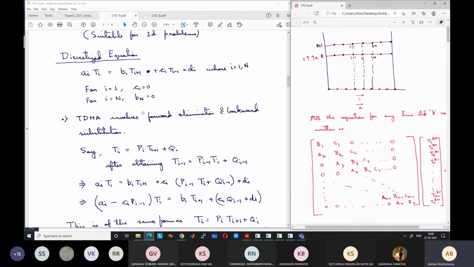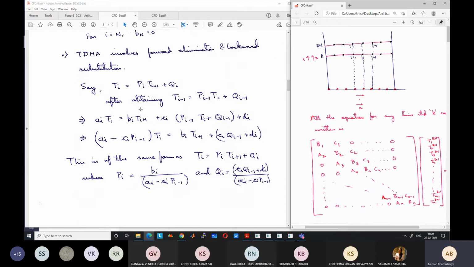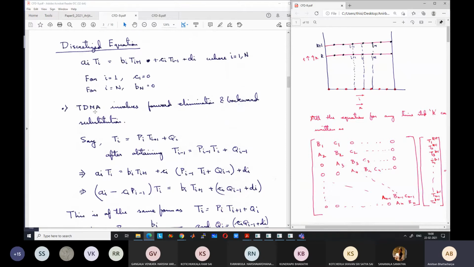Now this TDMA can be written in multiple steps, as we will see in the algorithm. It involves something known as forward elimination and then backward substitution. Once I go through the algorithm, we will revisit it so that any confusion can be cleared, because sometimes there can be confusion. Let us first try to understand what the algorithm is. We will not do a matrix inversion. We could have solved this problem using matrix inversion, but instead we will use a better method, this TDMA. What is this? Let us try to understand.